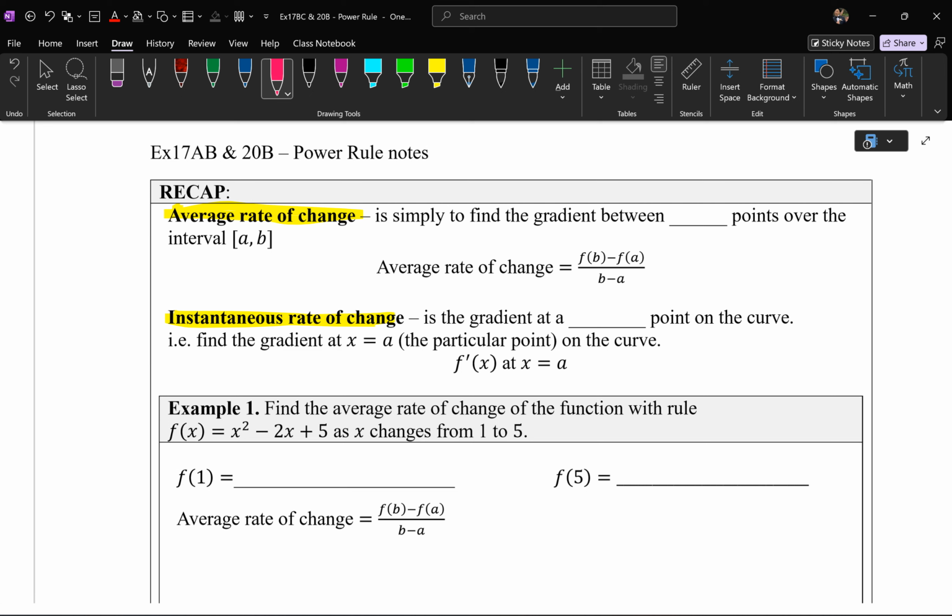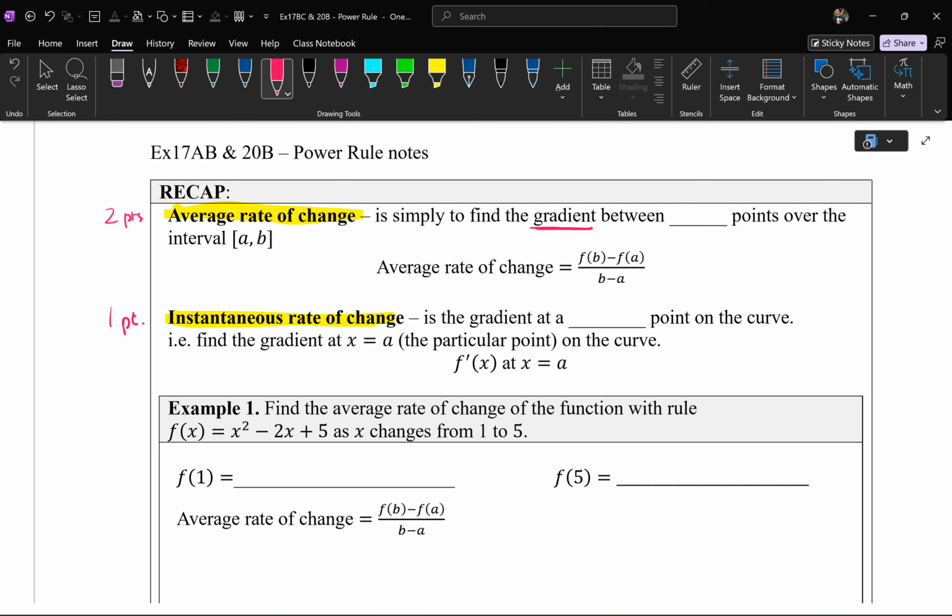But what are we looking for? What is it that we're looking for between 2 points? So this one's 2 points. This is 1 point. What are we looking for again? What's average rate of change really? What is that, Mete? It is the gradient. And it's in your notes here. It says simply to find the gradient.